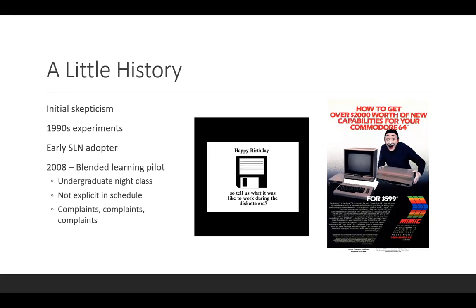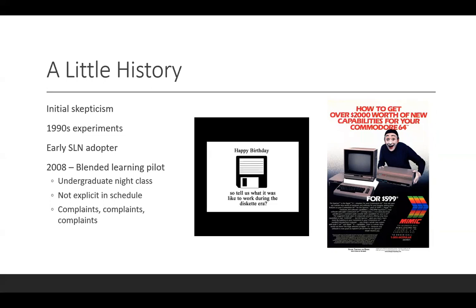I joined the blended learning pilot and I selected, with the assistance of the people running the pilot, one of my undergraduate night classes, because at the time I was primarily teaching at night. There were a couple of attributes to that experience that made it not the most pleasant for me or for the students. In the first place, at that time, UAlbany was not making it explicit in the schedule what the delivery method of the class was. It didn't say this is a blended learning class, and it didn't list any dates outside of the schedule's dates. So students walked in naive. They didn't know what they were getting into. That almost immediately set a negative tone in the class. All semester, I heard nothing but complaints.